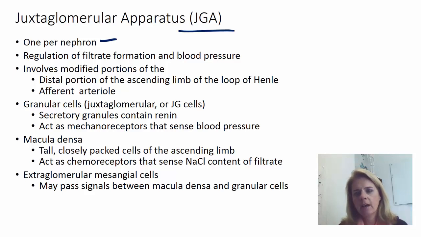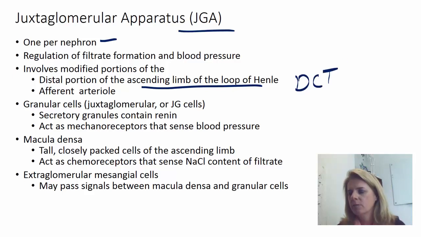The JGA again involves that portion of the tubule. In your book it says the ascending limb of the loop of Henle, or the beginning of the distal convoluted tubule. I don't get too caught up in the specifics. It's right there at that transition point and the afferent arteriole. You have granular cells, which are also called juxtaglomerular or JG cells. They're the same thing, so you may see either one depending on where you're reading.